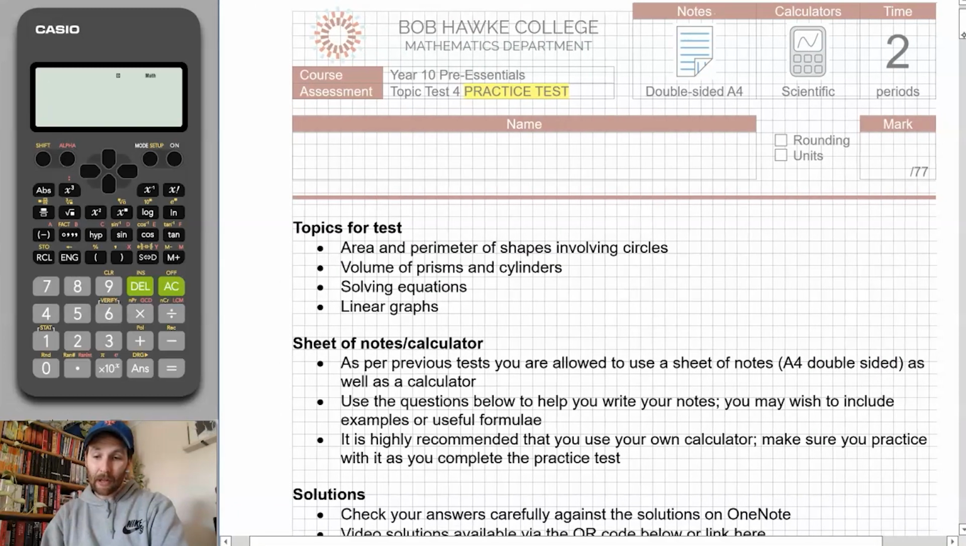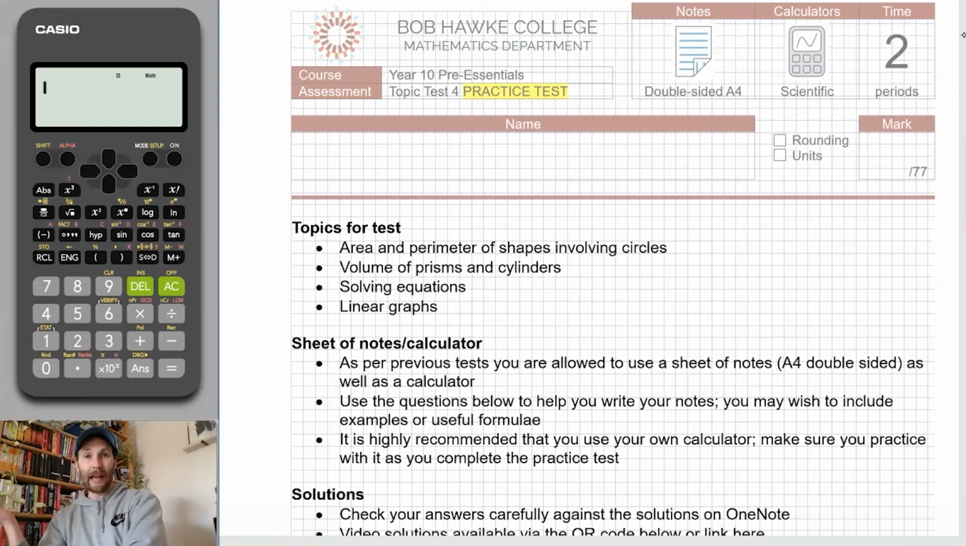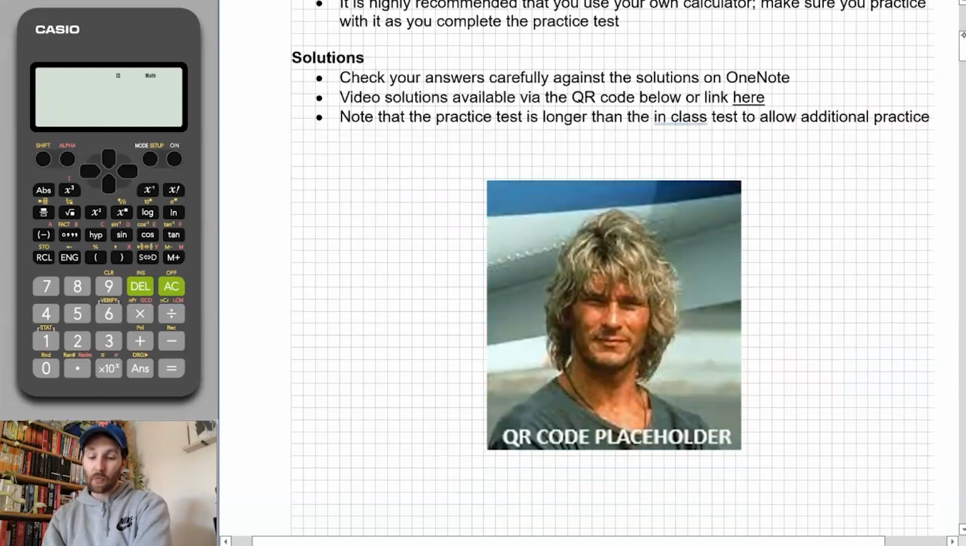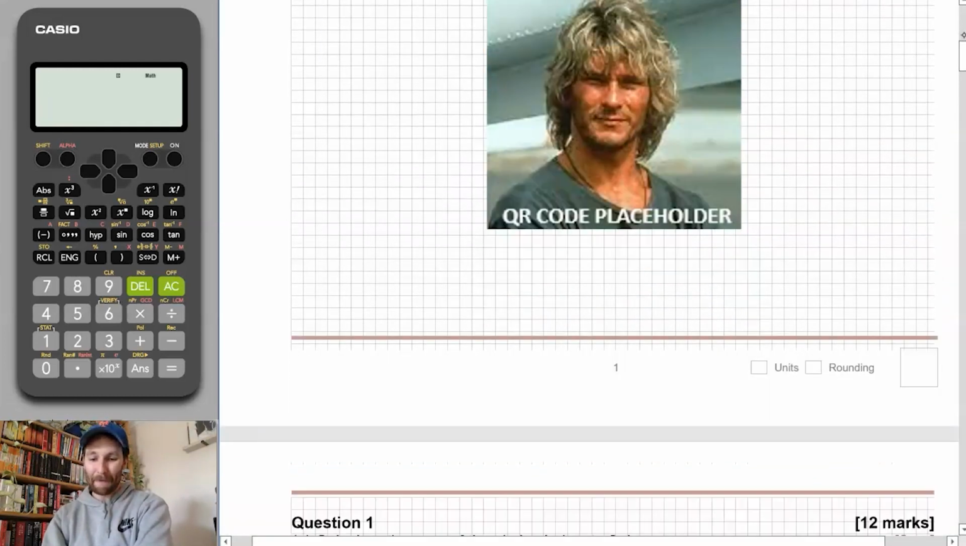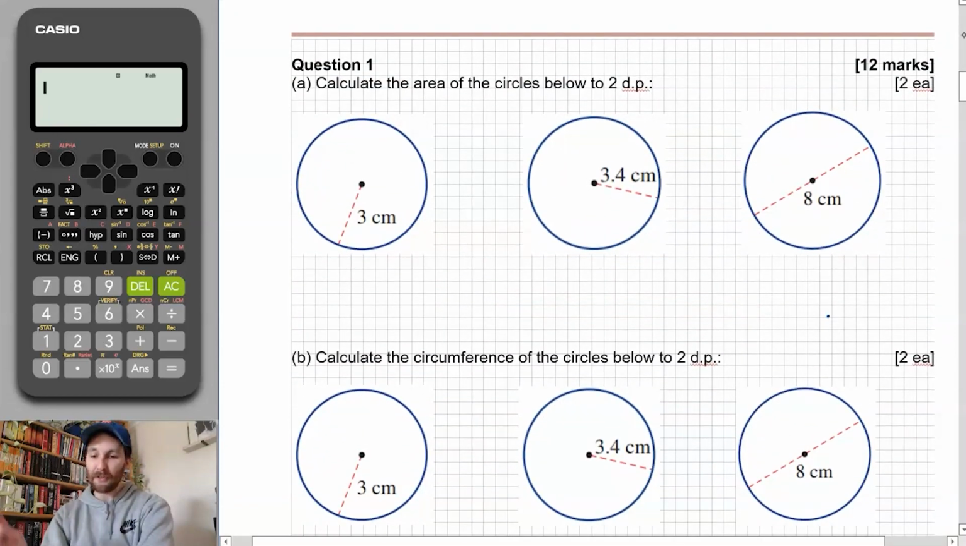As per the last couple of tests, you're allowed to use a calculator for the whole thing. You're also allowed a page of notes, so if any of the examples that we go over resonate with you in any sort of way, feel free to add those to your notes, or any examples that you might find useful, any formulas, that kind of thing.